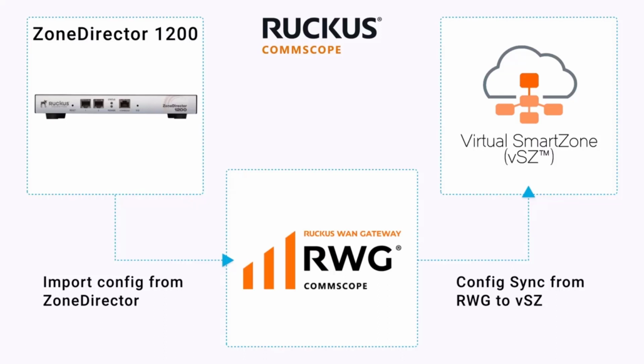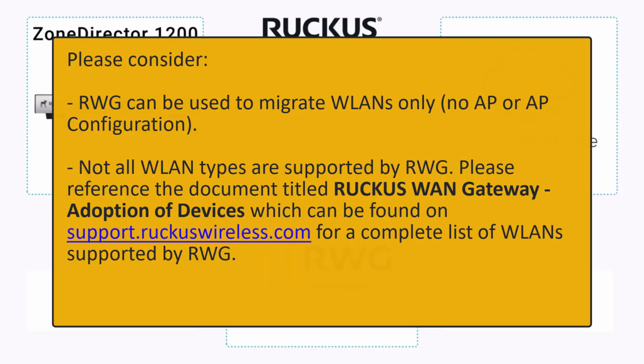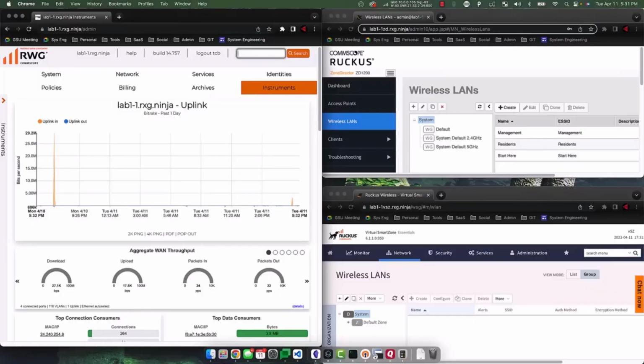Today, I want to provide a quick demonstration of how the RWG can be used to help migrate the WLAN configuration from ZoneDirector to any of the other Ruckus wireless platforms. This could be virtual SmartZone, but could just as easily be Ruckus Cloud or Unleashed. So today we're actually going to be using virtual SmartZone.